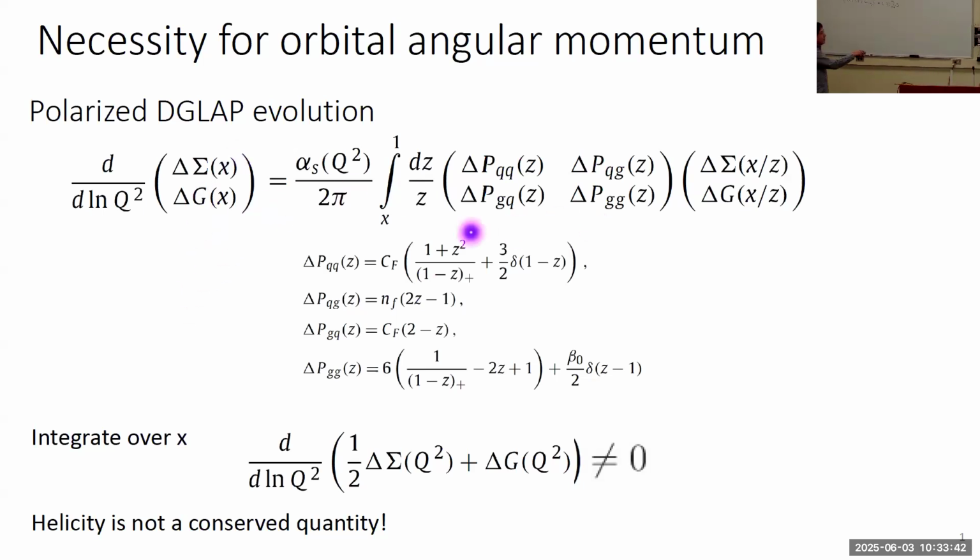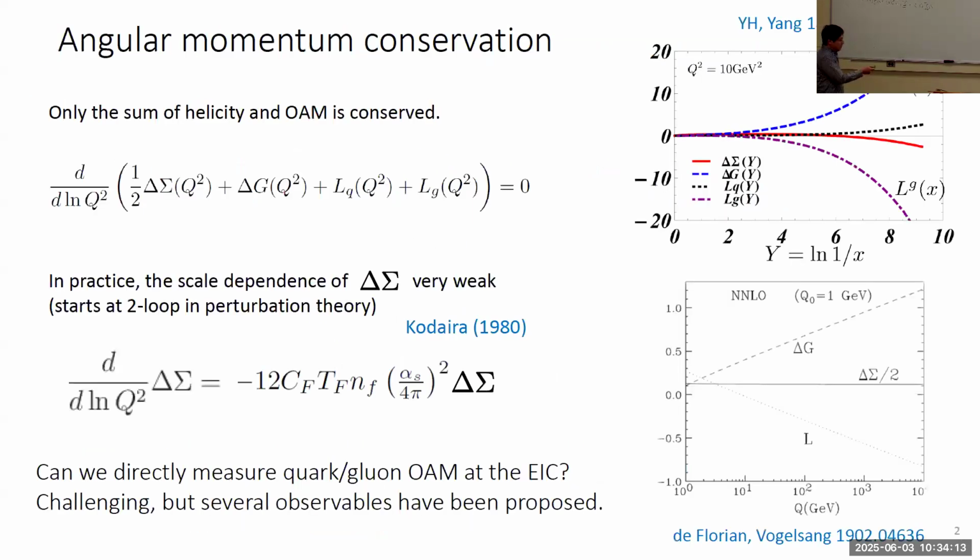So I integrate this relation over x on the left-hand side and right-hand side, and you immediately notice that this is not Q-squared independent. So this evolves with Q-squared, which means that helicity is not a conserved quantity. Because helicity is only a part of the angular momentum, and the rest should be accounted for by the orbital angular momentum. So this is the statement that only the sum of helicity and orbital angular momentum is conserved.